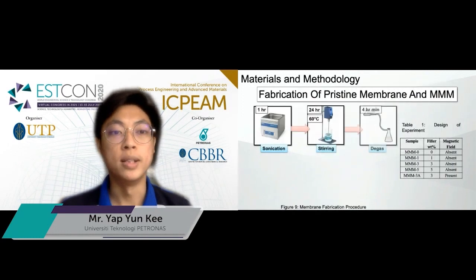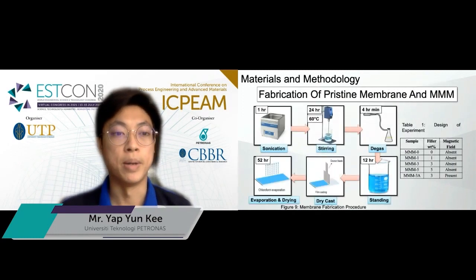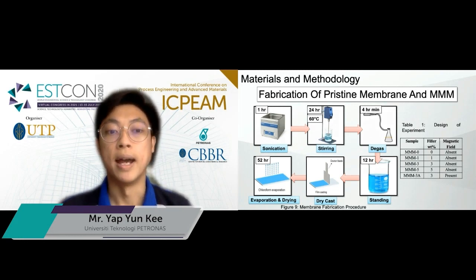Next, we move on to the fabrication of pristine membrane and MMM. Firstly, we sonicate the filler inside the dope solution, and then later we slowly dissolve the polymer for 24 hours at a temperature of 60 degrees Celsius, whereby we dissolve the PPODM into chloroform solvent. Then we degas the dope solution to remove the gas bubbles for 4 hours minimum and leave it standing for the bubbles to rise up. In the end, we dry cast it using a casting blade and let it evaporate and dry in the vacuum oven for 52 hours.